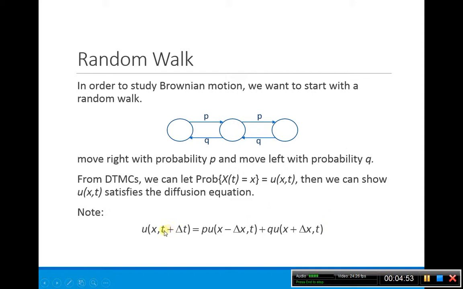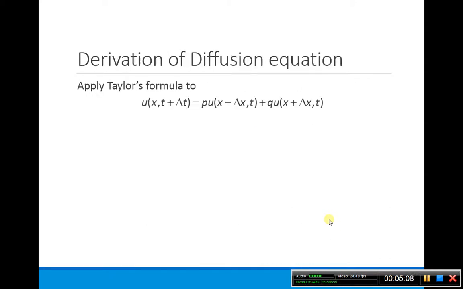So this is our u(x,t plus delta t). At the next time, what's the probability that we're at state x? It's the probability that we came from the lower state plus the probability that we came from the upper state. Again, this is just what I said: moved from the left and moved from the right.